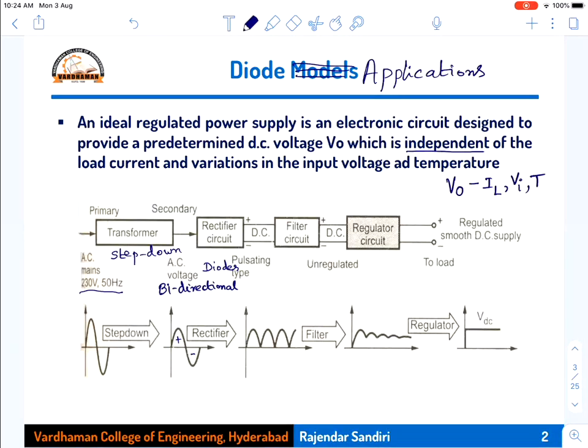When this bidirectional signal is applied to the input of the rectifier, for positive cycles the diode conducts because it is forward biased, and for negative cycles the diode is reverse biased and does not conduct. That means only for positive cycles of the input is the diode conducting, and the output of the rectifier will be the same as the input, provided the diode is an ideal diode. For a half wave rectifier with ideal diodes, the output and input are the same in the positive direction, and in the negative cycle of the input, the output will be zero.